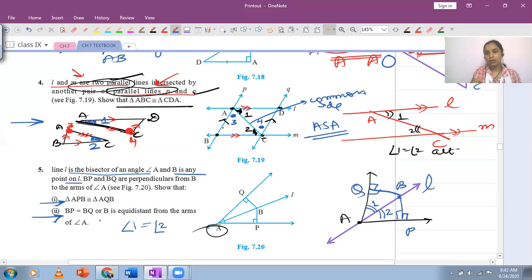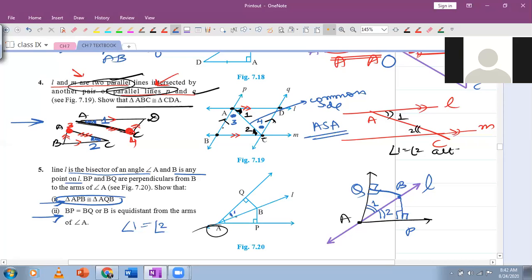Because in the second part, the BP and BQ that they mention are parts of the triangles mentioned in the first part. BP and BQ are parts of those triangles which we will prove congruent. And if the triangles are congruent, then their parts will automatically be equal. So we want to focus on how to prove the triangles congruent.